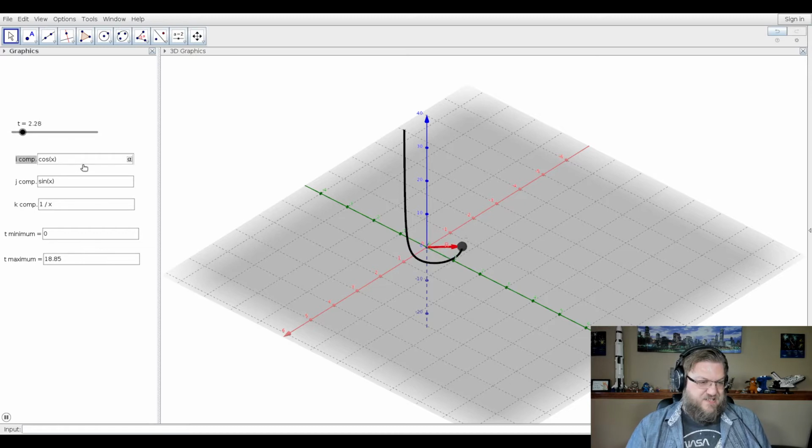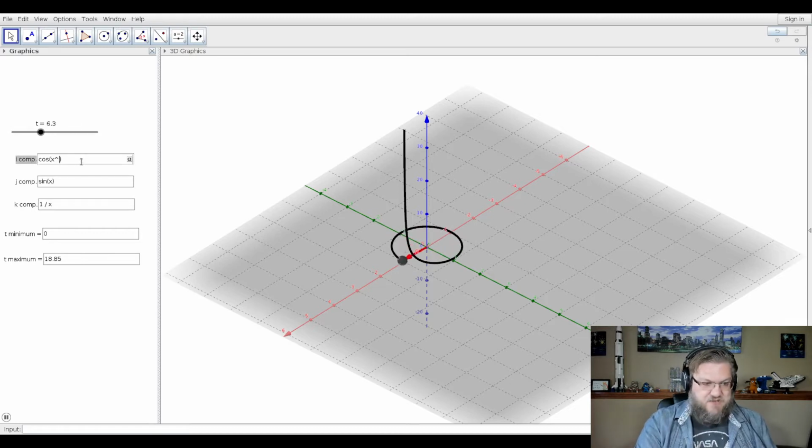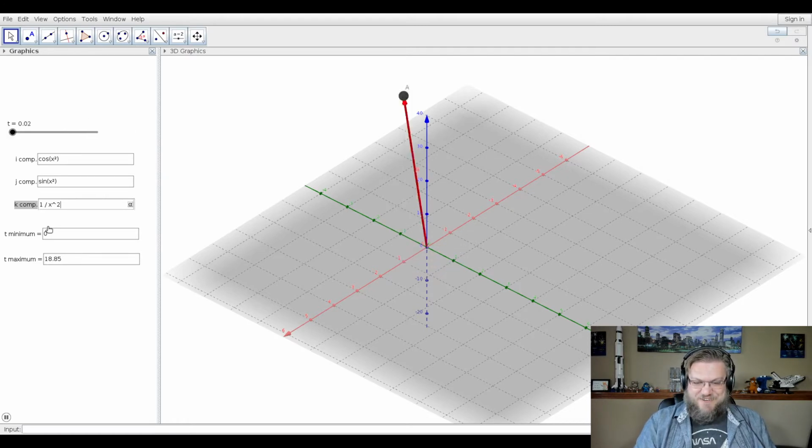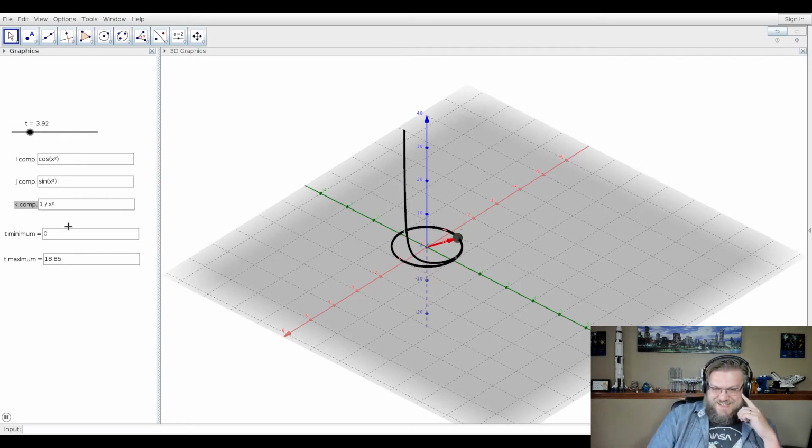Ooh, okay. So I'm hearing you say maybe cosine of x squared, sine of x squared, and 1 over x squared. I think that's just going to squash it faster. Oh, look at it go. Oh, nice.